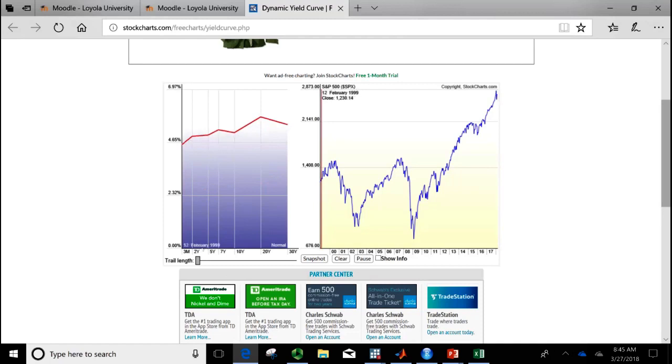So here's an animation. It starts in 1999. And the economy is doing pretty well. That yield curve is upward sloping. The markets here are expecting pretty decent things from the economy. Now we're coming into 2000. Boom, it inverts, and we know there was a recession in 2000. So there's the recession of the early 2000s with the dot-com bust.